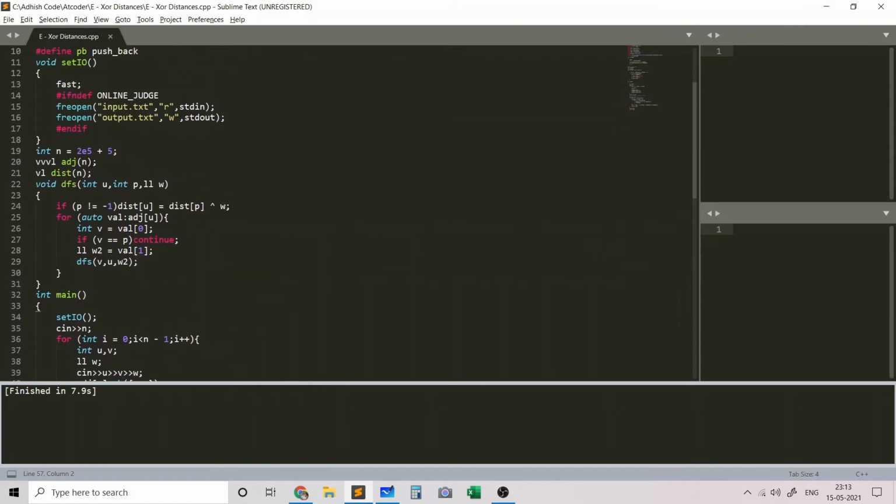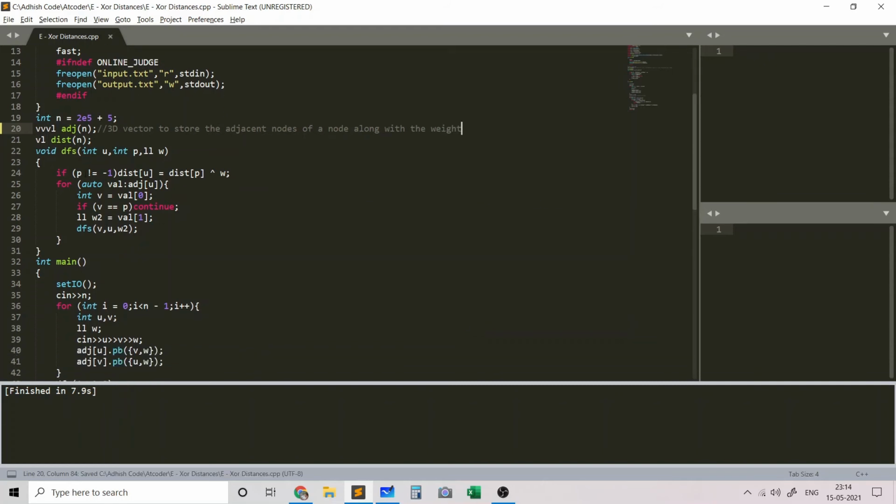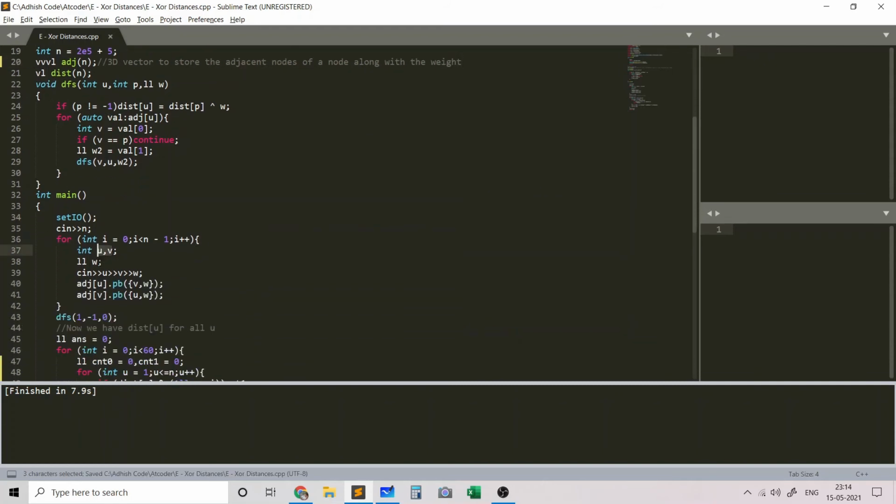I use a 3D vector to store the adjacent nodes of a node along with the weight. So basically for each node u, v and weight w, I add the vector v, w to the adjacency list of u, and similarly I add the vector u, w to the adjacency list of v.